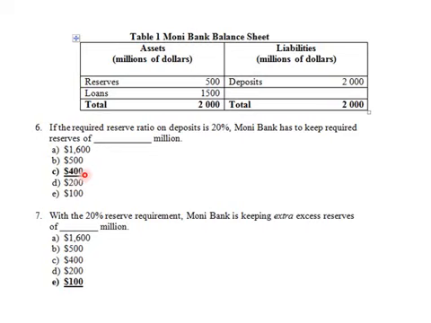Let's take a look at the balance sheet and see how much Money Bank is actually keeping. Money Bank is actually keeping $500. That means it's keeping more than what it has to. This extra amount is known as excess reserves. So it's keeping an excess of $100. It is required only to keep 400, but it's keeping 500. So the extra $100 is its excess reserves.